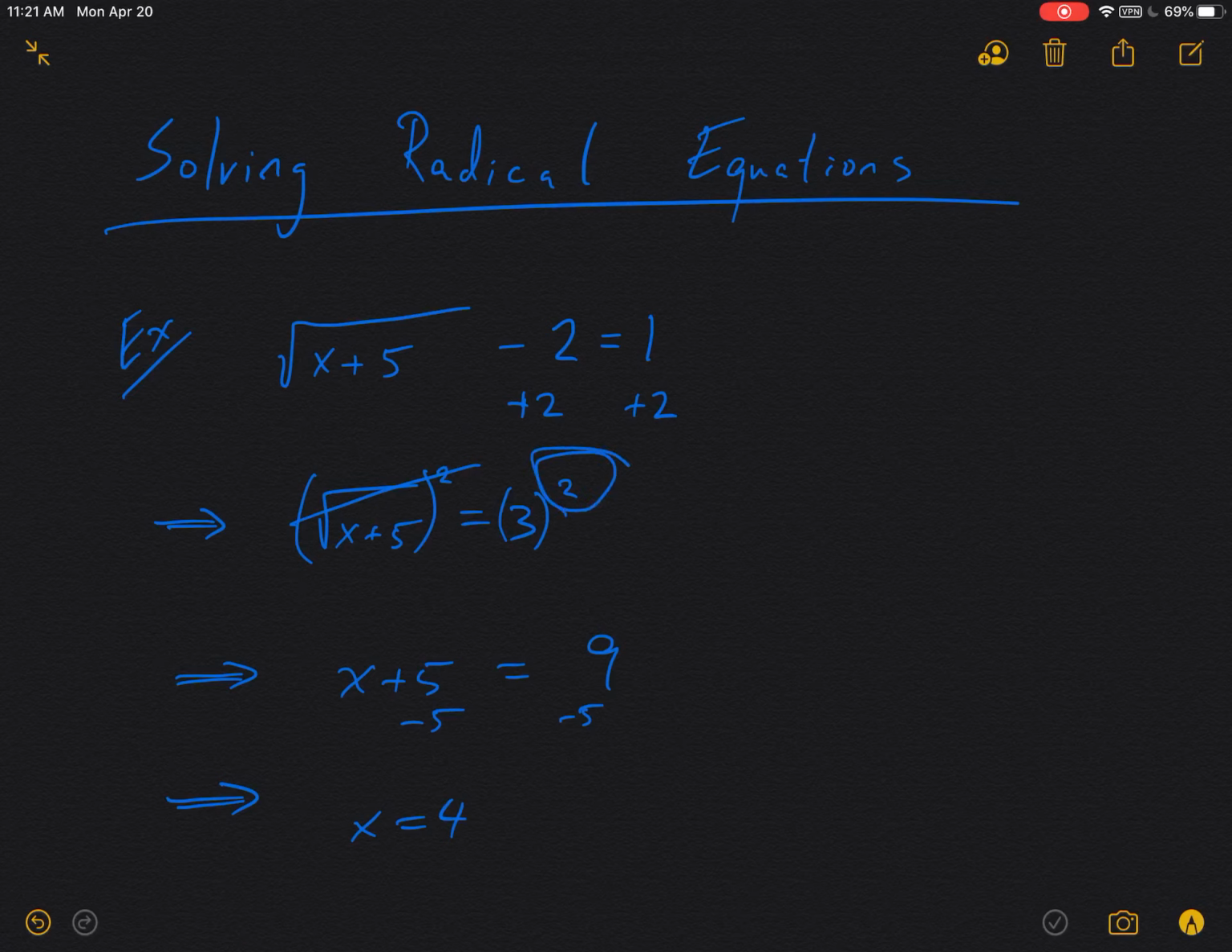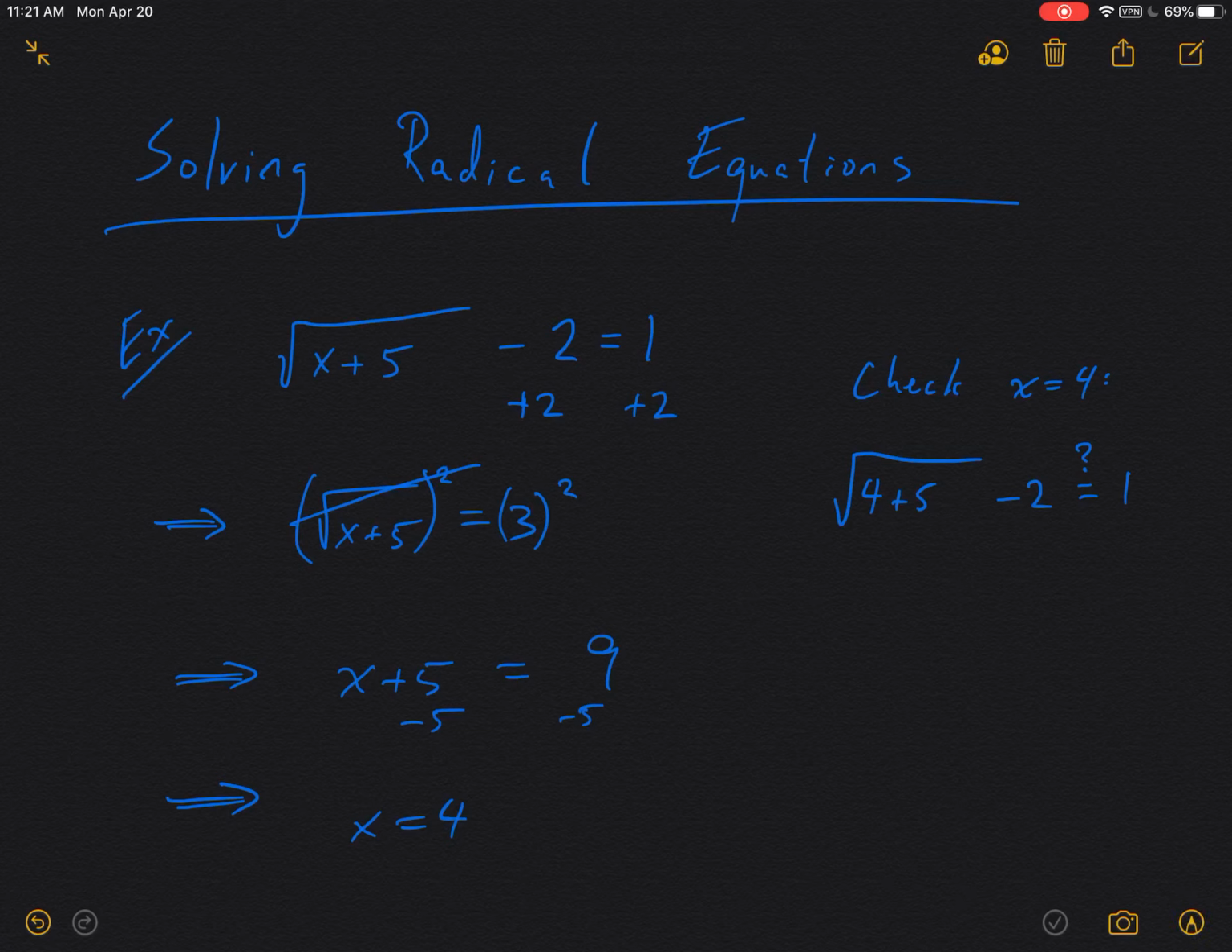Now, in these problems, whenever you apply an even power to both sides, you unfortunately need to check whether this solution actually does work in the original equation. So I need to come back up and check x equals 4 in the original equation. That would give me the square root of 4 plus 5 minus 2 is supposed to be 1.